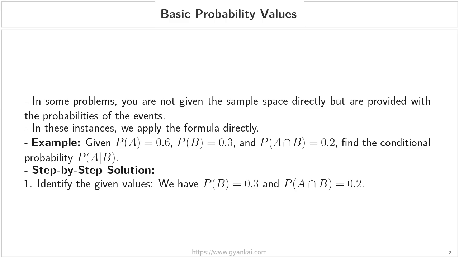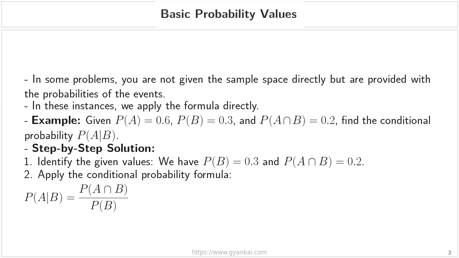First, we identify our given values. From the problem, we see that the probability of B is 0.3, and the probability of the intersection of A and B is 0.2. Second, we apply our conditional probability formula. We know that the probability of A given B equals the probability of the intersection of A and B divided by the probability of B.